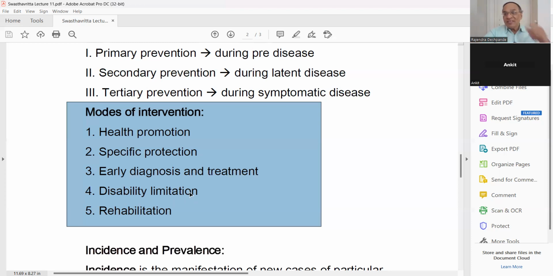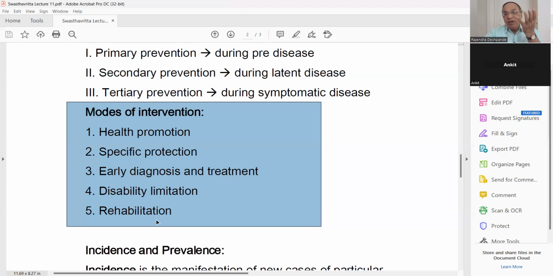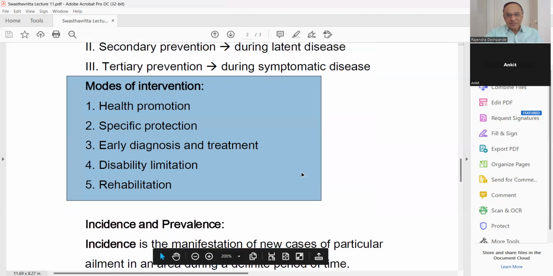We want to prevent disability, and then rehabilitation. Whatever the damage is there, we have to do something to improve his quality of life. That is called rehabilitation. Next.